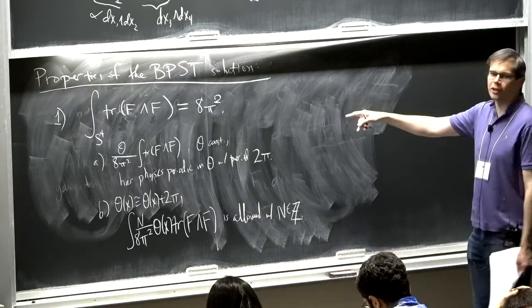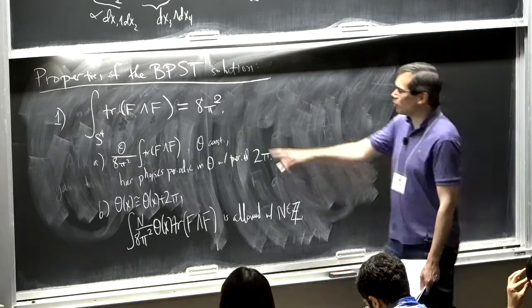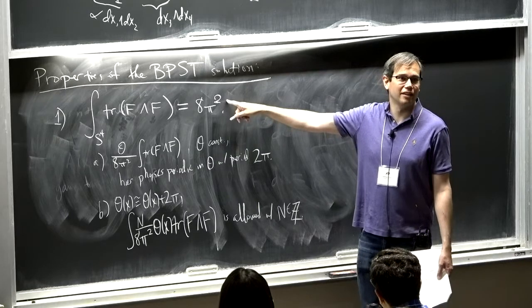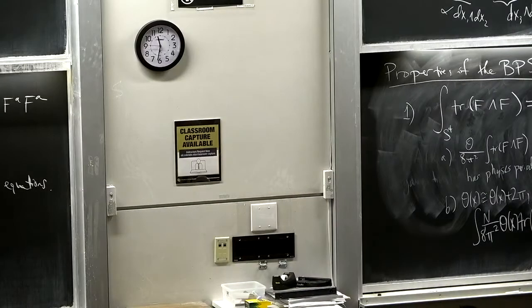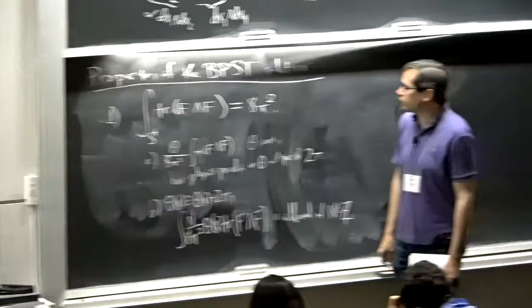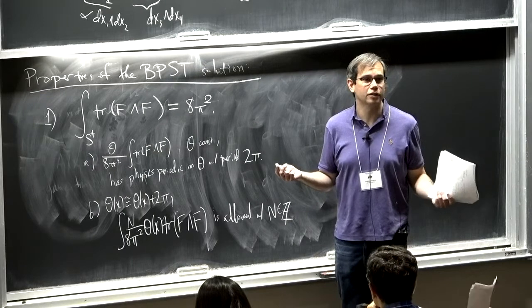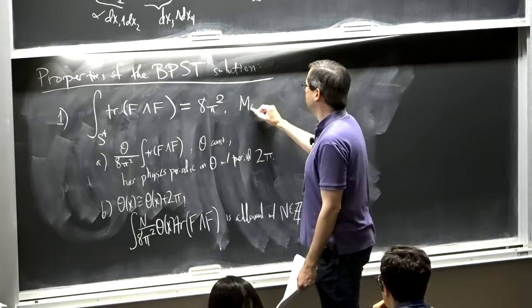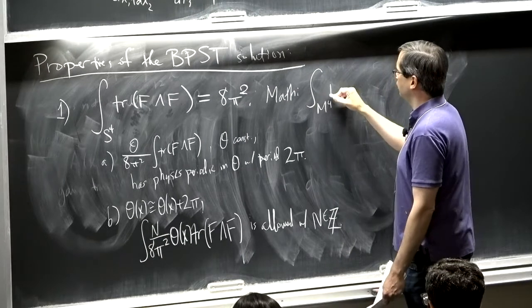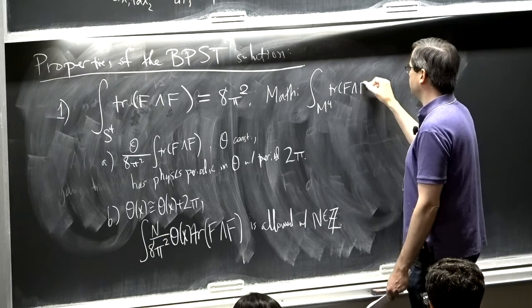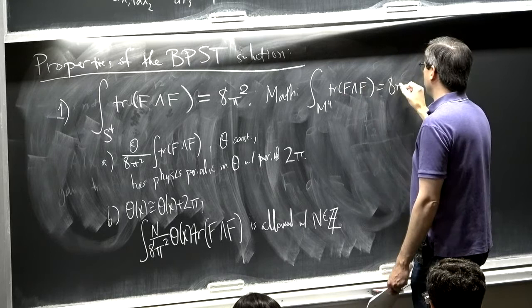Actually, I skipped a step in telling you this. I gave you an example where the integral is 8 pi squared. That kind of already tells you something like these things has to be true, because we can have a non-trivial integral here. But in fact, again, there's a mathematical fact that the integral over any manifold of trace f wedge f is 8 pi squared times an integer.